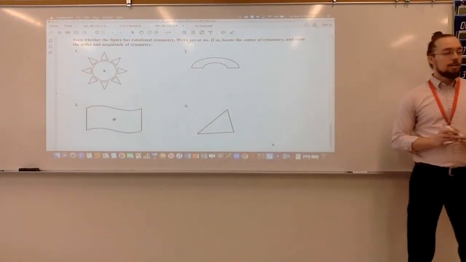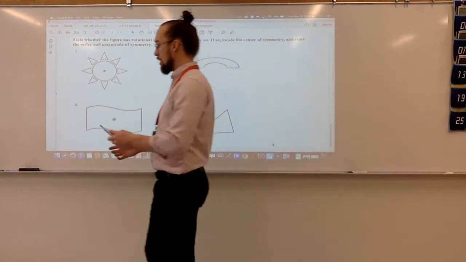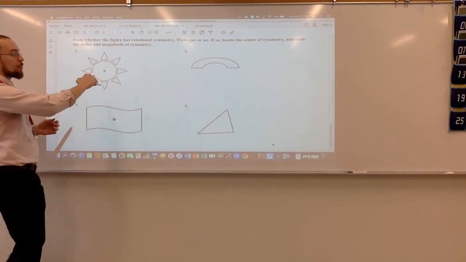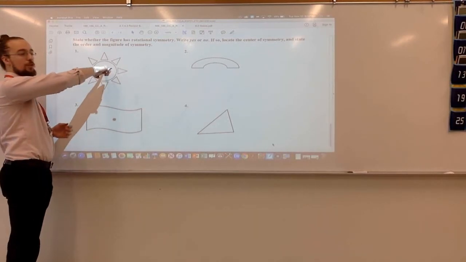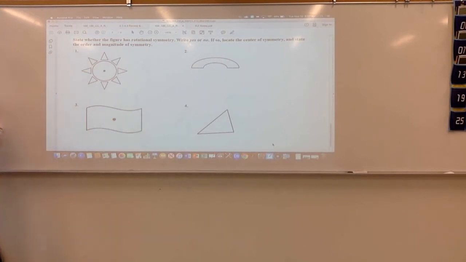Alright, let's talk about these here. It seems like, as I was walking around, a lot of people were still trying to think about these in terms of lines of symmetry instead of rotational symmetry. So essentially what we're doing is just sticking our finger in the middle of the figure and turning it and seeing if we can get it to look exactly the same as what we started with.